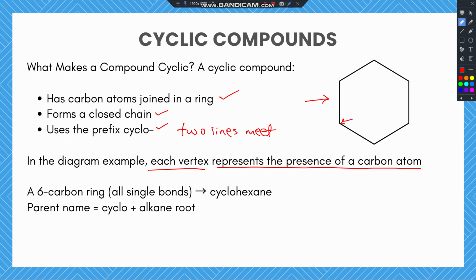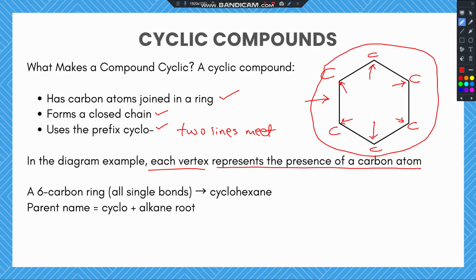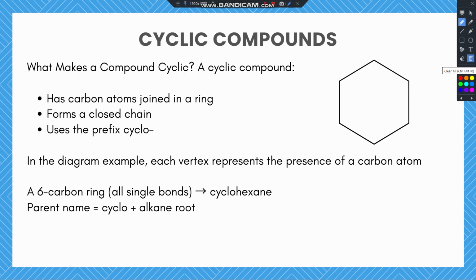So we have one over here, we have another one over here, we have one more over here, another one here, and finally we have one here. So all these points have carbon atoms: C, C, C, C, C, C. So you can see the carbon atoms joined in a loop chain structure, and there is no point of going out. So that's what a cyclic compound is basically. It has the carbon atoms joined in a ring. It forms a closed chain and it uses the prefix cyclo. We're going to be learning how to name them as we proceed.